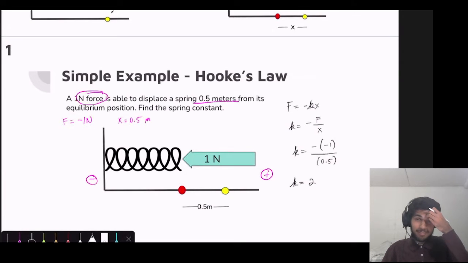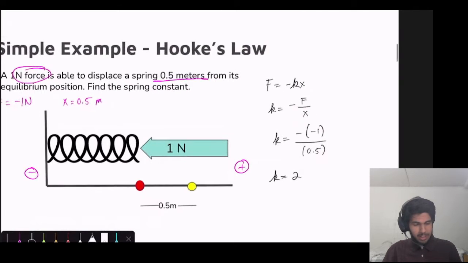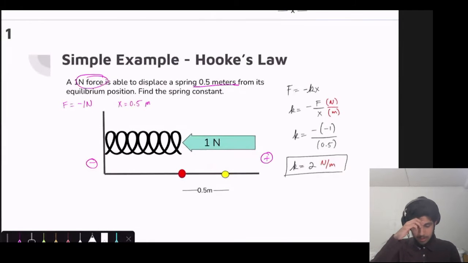But we should have units on this. Units are very important. So if force is in newtons, and x is in meters, and we're dividing the two, then the units for k are newtons per meter, right? Newtons over meters, I'll just say newtons per meter. So that would be our value for k. So that's just a simple example getting us used to using Hooke's law.